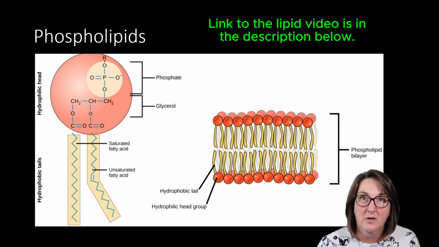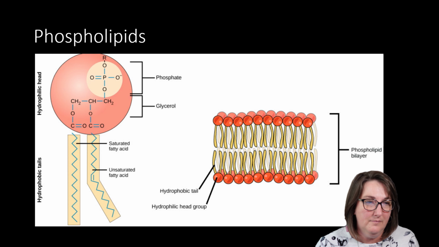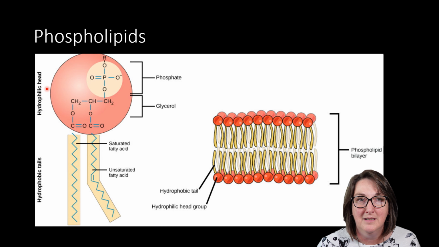So phospholipids are a lipid, and these make up the plasma membrane of cells. The parts that make up a phospholipid: I have what's called a hydrophilic head. And hydrophilic means it's water loving. It likes to be around water. It's going to attract water.